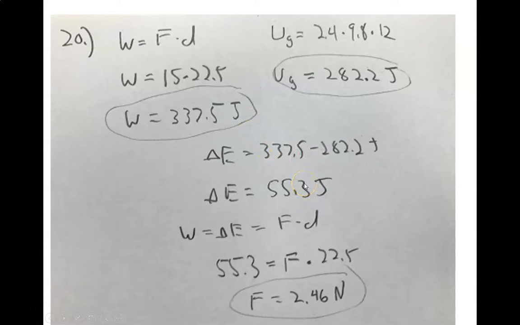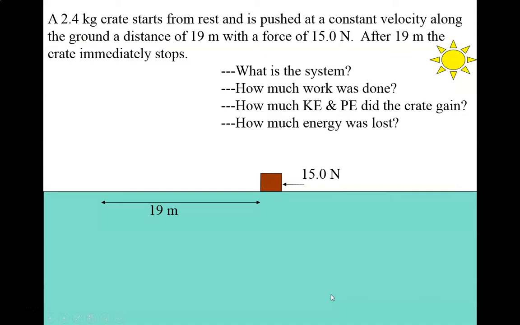And the next question is, what was the force of friction? Similar to the last problem. Well, the work done against friction was 55.3 joules. That's going to equal the force of friction times the distance over which it acted. That diagonal is still 22.5. So we get a frictional force of 2.46 newtons.